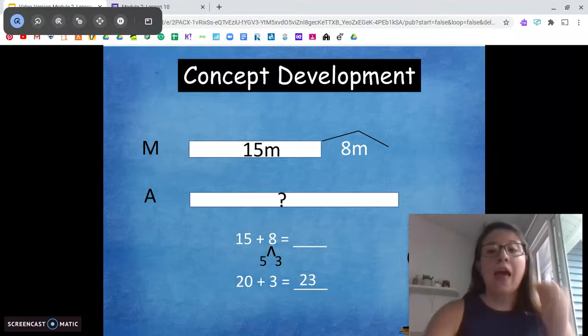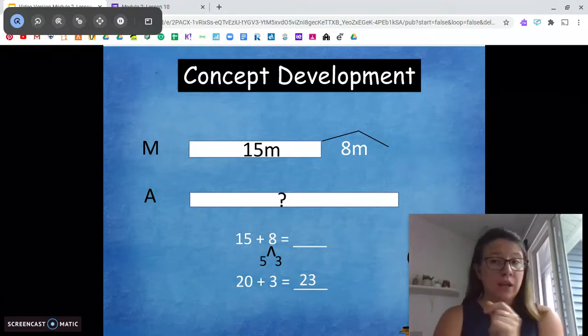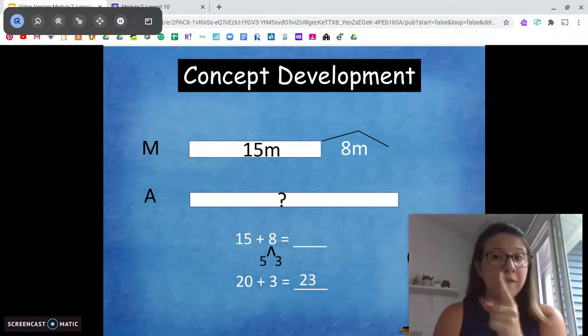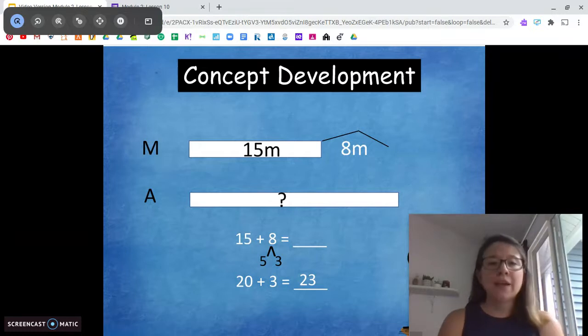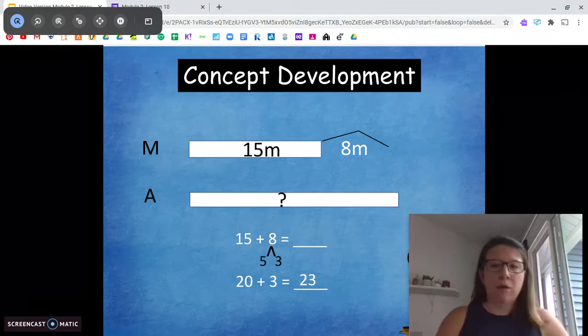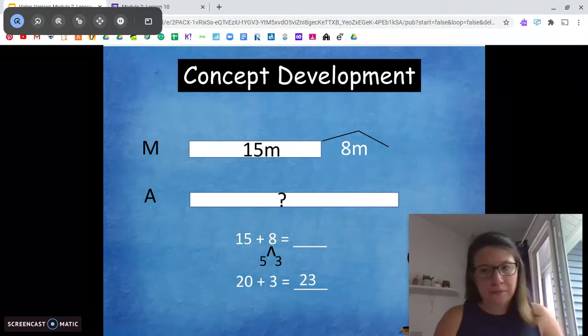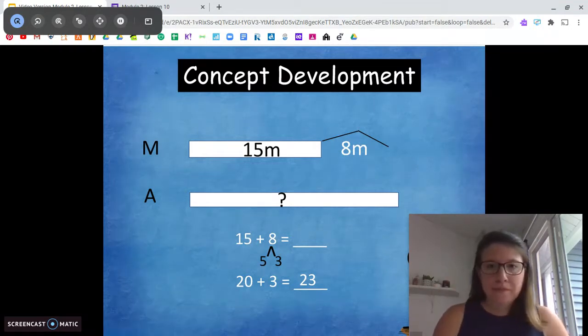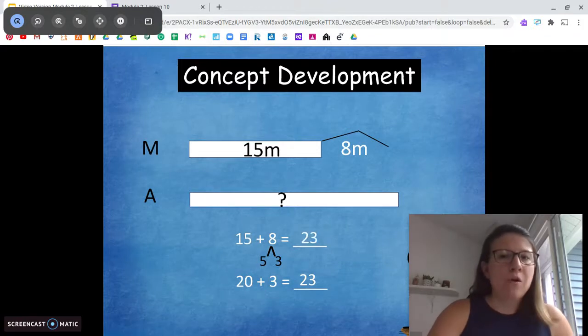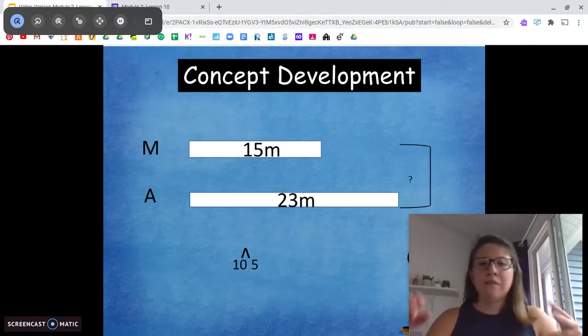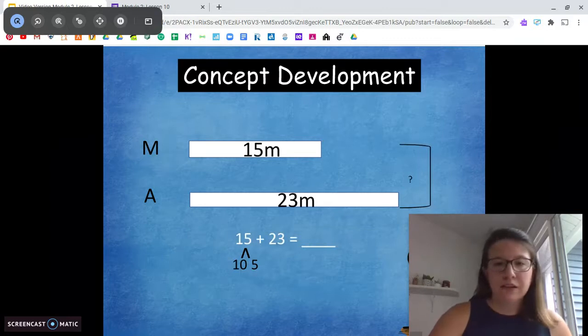23. Good. How many meters of ribbon did he use in the morning? 15. Awesome. So our next step is to figure out how many he used in all. So what do you think we're going to do? Pause and talk to somebody at home about what step 2 is. Yeah, we're going to have to add 15 and 23.